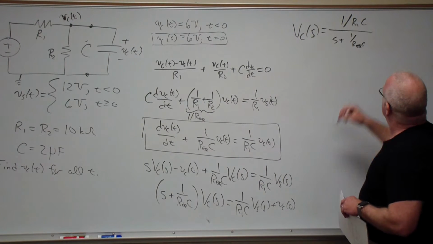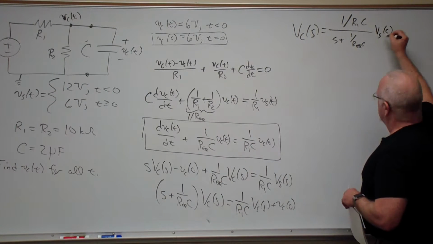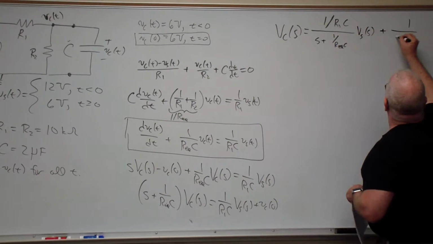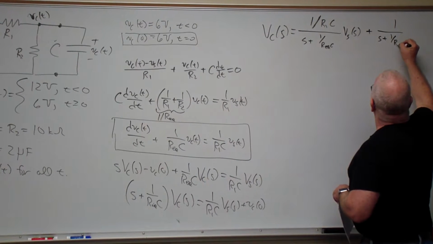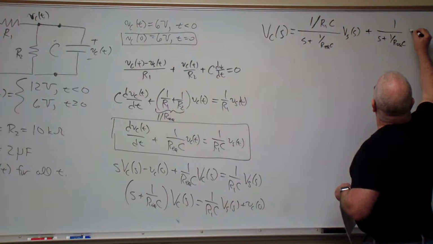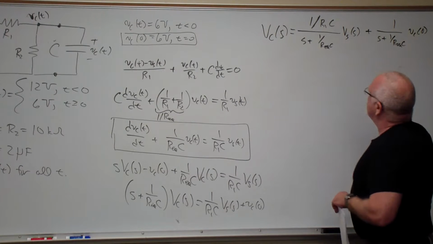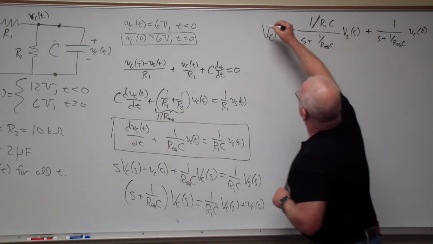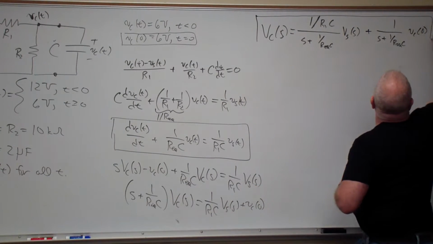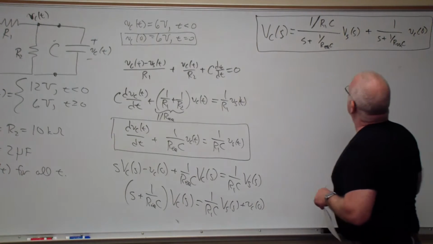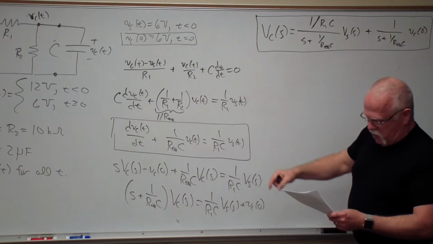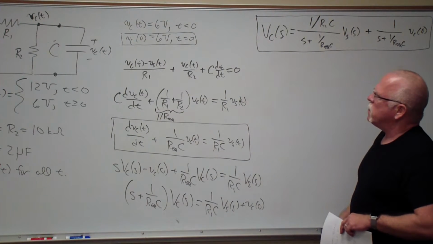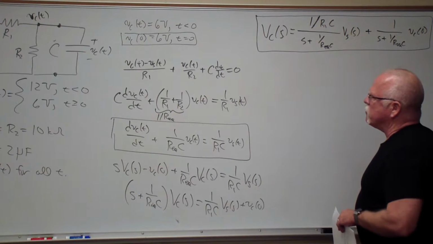Then that's all times Vs of S, and then we have the Vc of 0 term, and it just gets 1 over S plus 1 over R_EQ C times Vc of 0. So that's the expression for the output in the Laplace frequency domain. And now we want to both find the Laplace transform of our input and get our parameter values, the component values, and plug them in here.